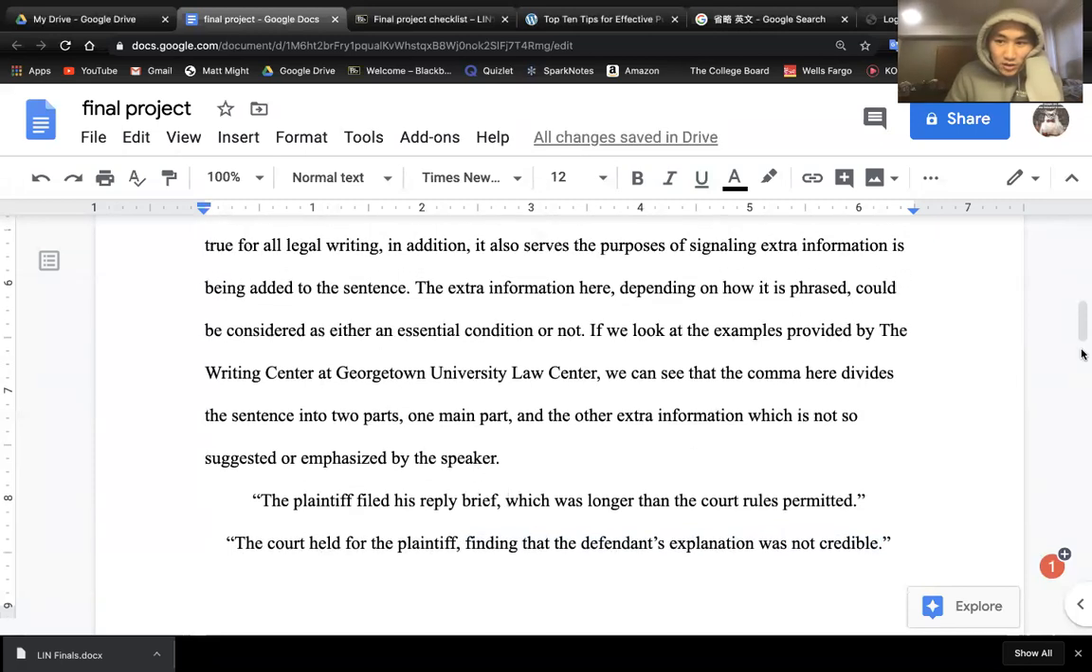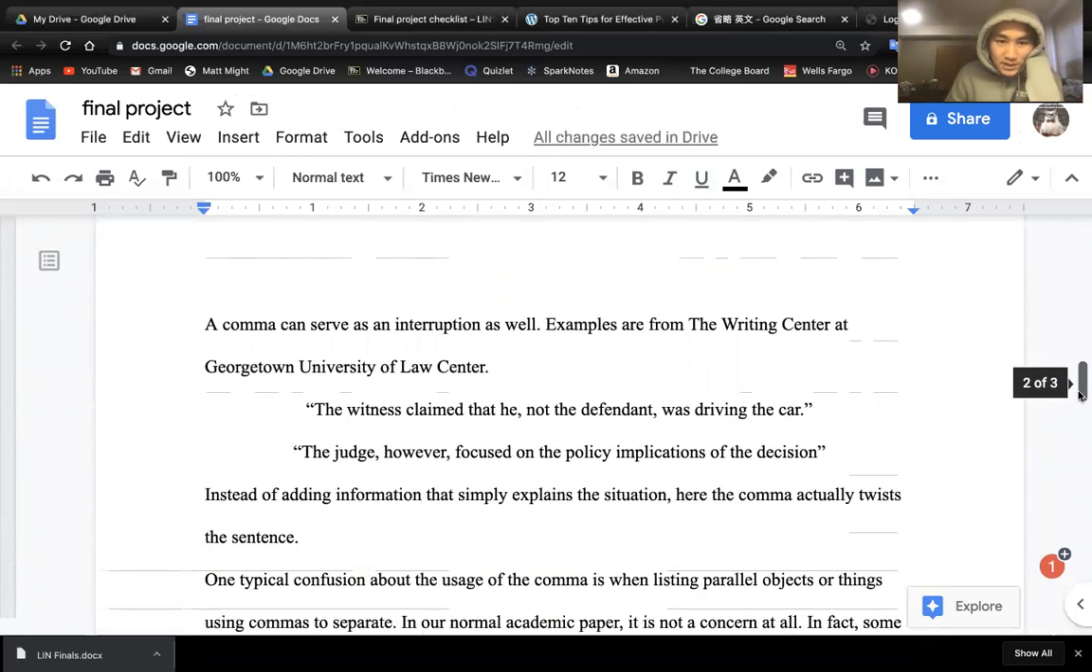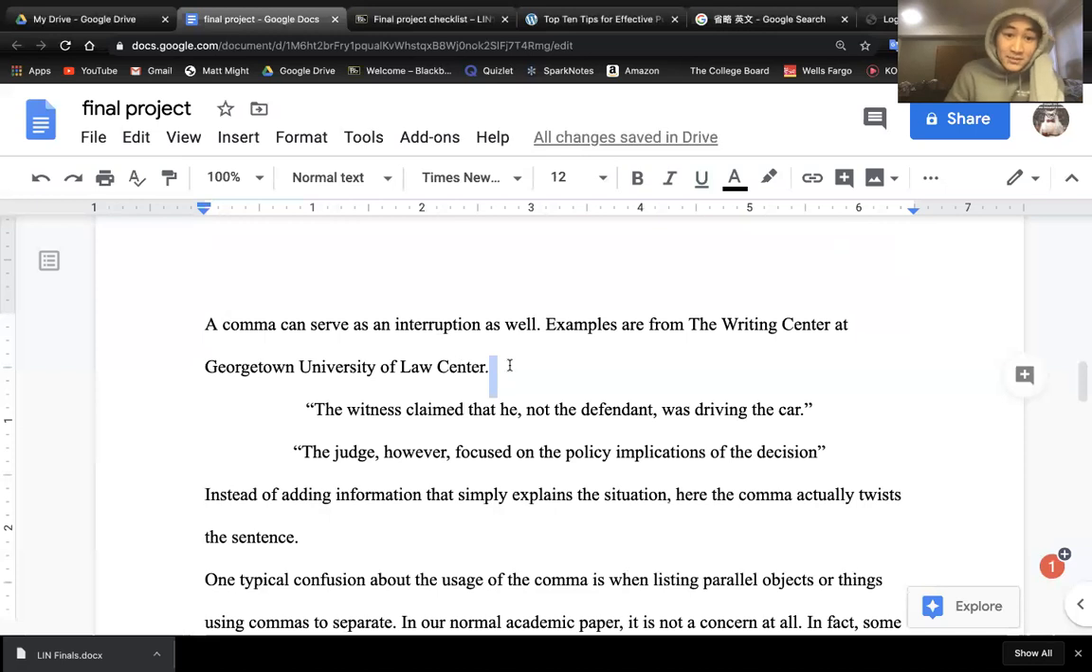Let's look at some usage of the comma that is quite necessary and cannot be omitted. Or in other words, if it's omitted, the idea the sentence is trying to deliver is changed. These are also examples from the Writing Center at Georgetown University Law Center, which will be a huge source we are going to rely on throughout the entire project.